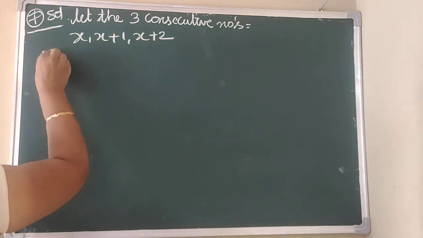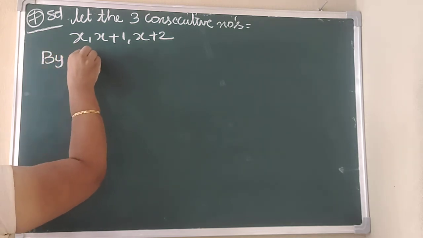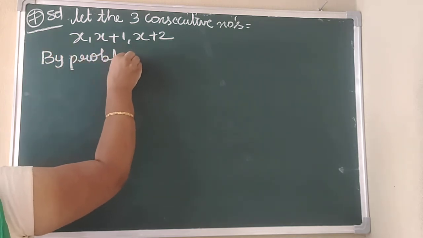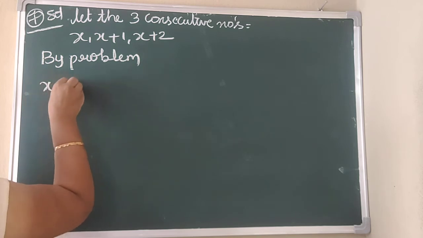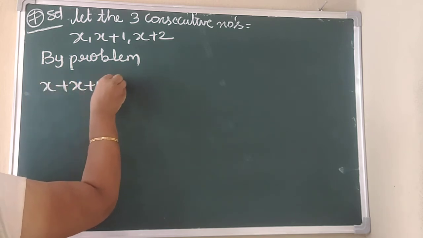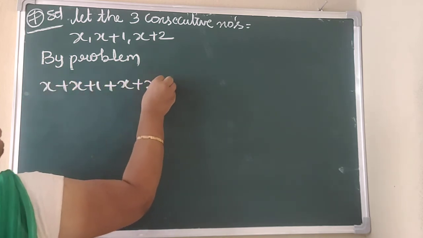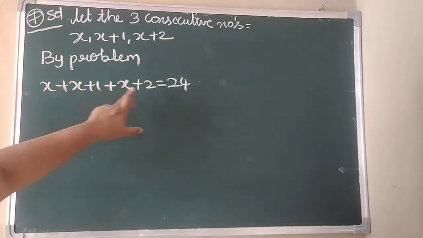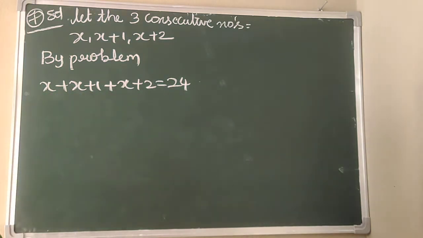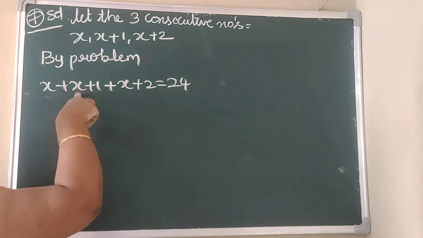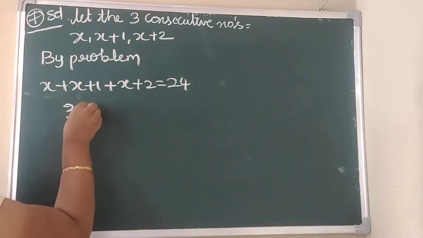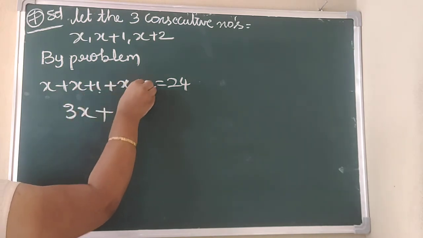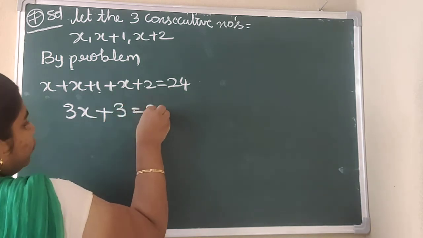So by problem, you can take x plus x plus 1 plus x plus 2 is equals to how much? 24. So the sum of three consecutive numbers is 24. Sum is nothing but the addition. That's why I am adding all the three consecutive numbers. So x plus x is 2x. 2x plus x is 3x. Plus 1 plus 2 will be 3 is equals to 24.